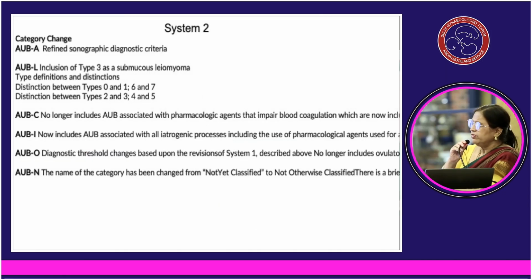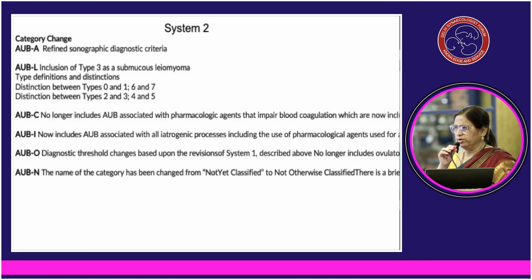And previously we were including all AUBs because of any pharmacologic agents, any anticoagulant medication, also in the coagulative disorders. But now these patients who are on anticoagulant medication or any other medication which is causing bleeding are in the iatrogenic AUB. It is no more in the AUB-C. Even if you are giving heparin or anticoagulants like warfarin, they are also not included in the coagulative disorders causing AUB. Only coagulation disorders, von Willebrand's disease or these kinds of things will be included only in the AUB-C.